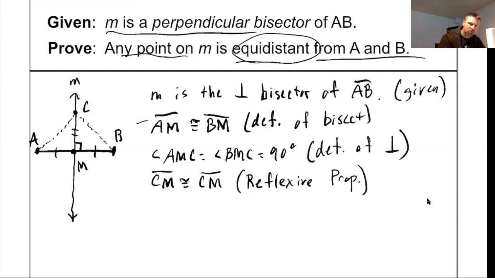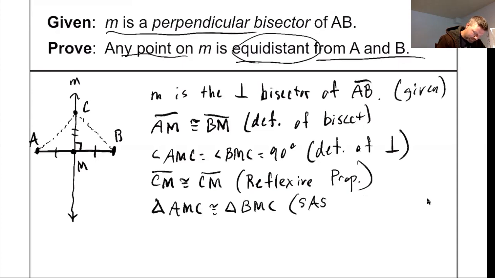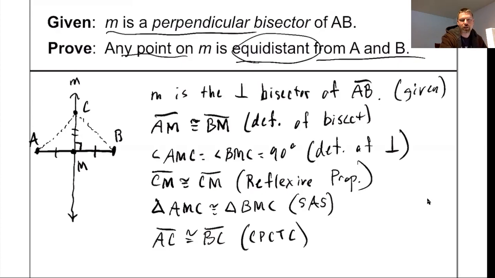All right. Now I've listed a side, I've listed an angle, I've listed a side. I think I can list that the triangles are congruent, making sure I list them in the right order. Triangle AMC is congruent to triangle BMC. How do I know that's true? By the side angle side theorem, right? And finally, since the triangles are congruent, all of their parts are congruent. So I know AC is congruent to BC. By that fun little shortcut, CPCTC. Corresponding parts of congruent triangles are congruent.